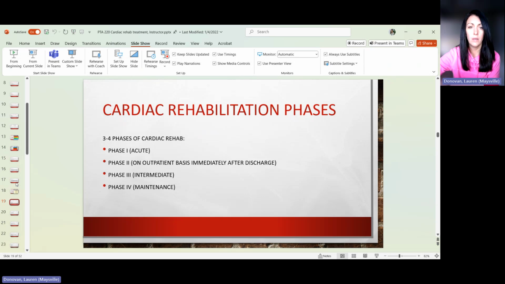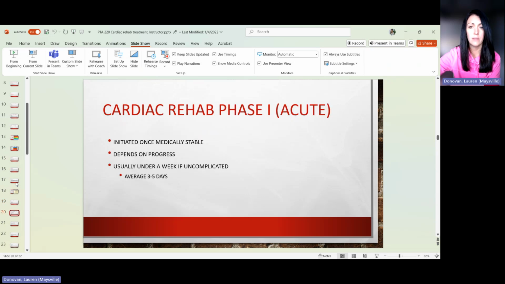We're going to go ahead and start talking about the cardiac rehab phases. Depending on the source, this is just one that's described in your textbook that we're going to go along with. There are other resources out there as well, but typically there are 3 to 4 phases of cardiac rehab. Phase 1 is acute. Phase 2 is on an outpatient basis, immediately after being discharged from the hospital. Phase 3 is considered intermediate, and phase 4 is considered maintenance.